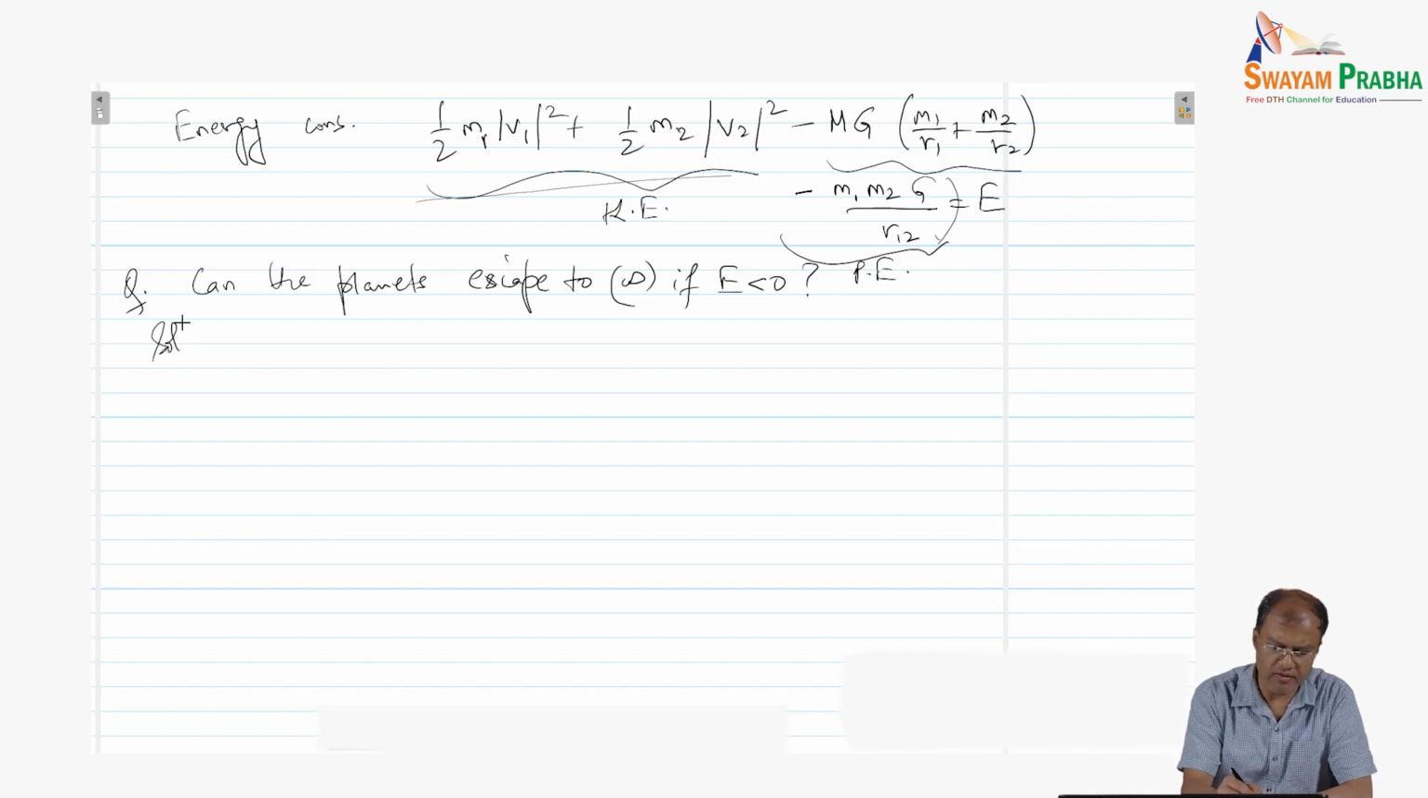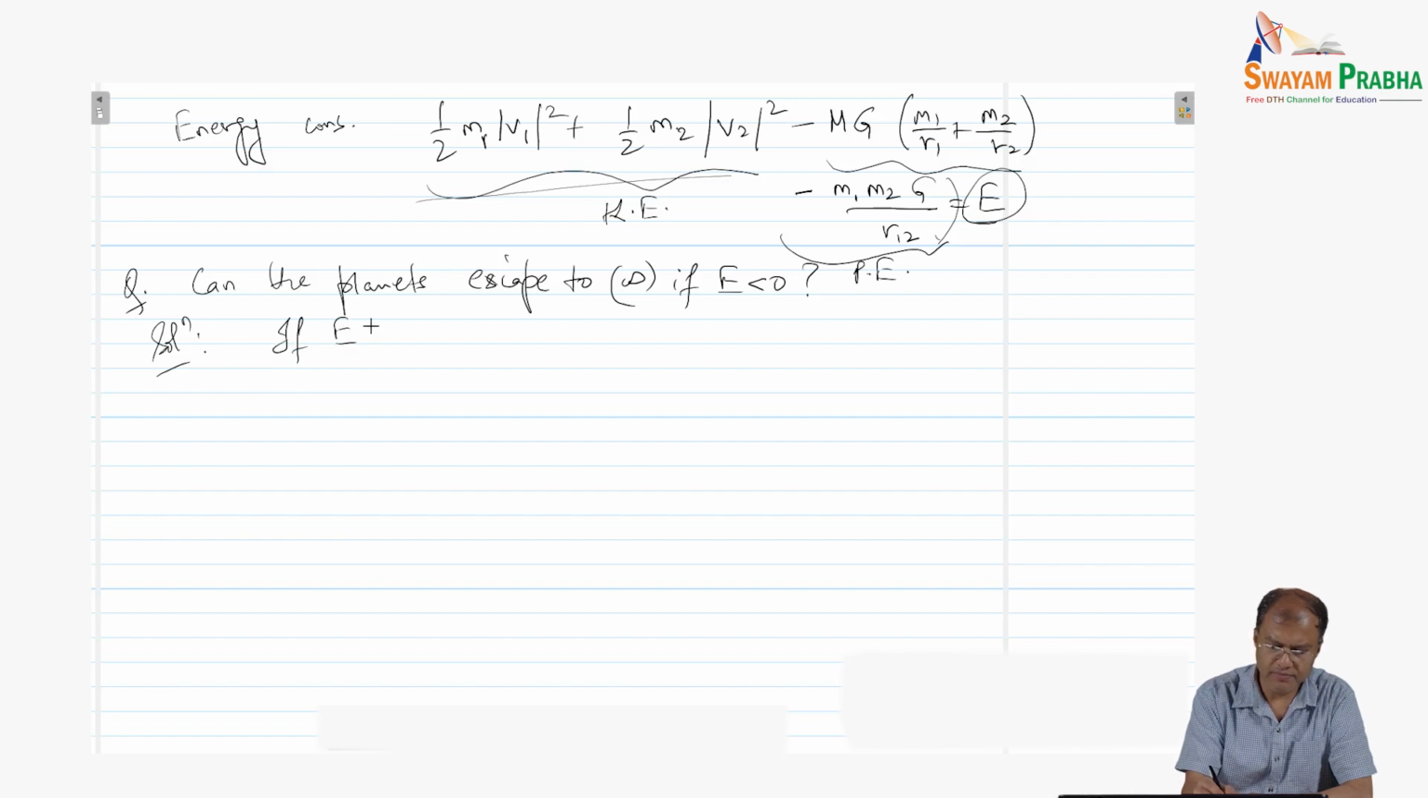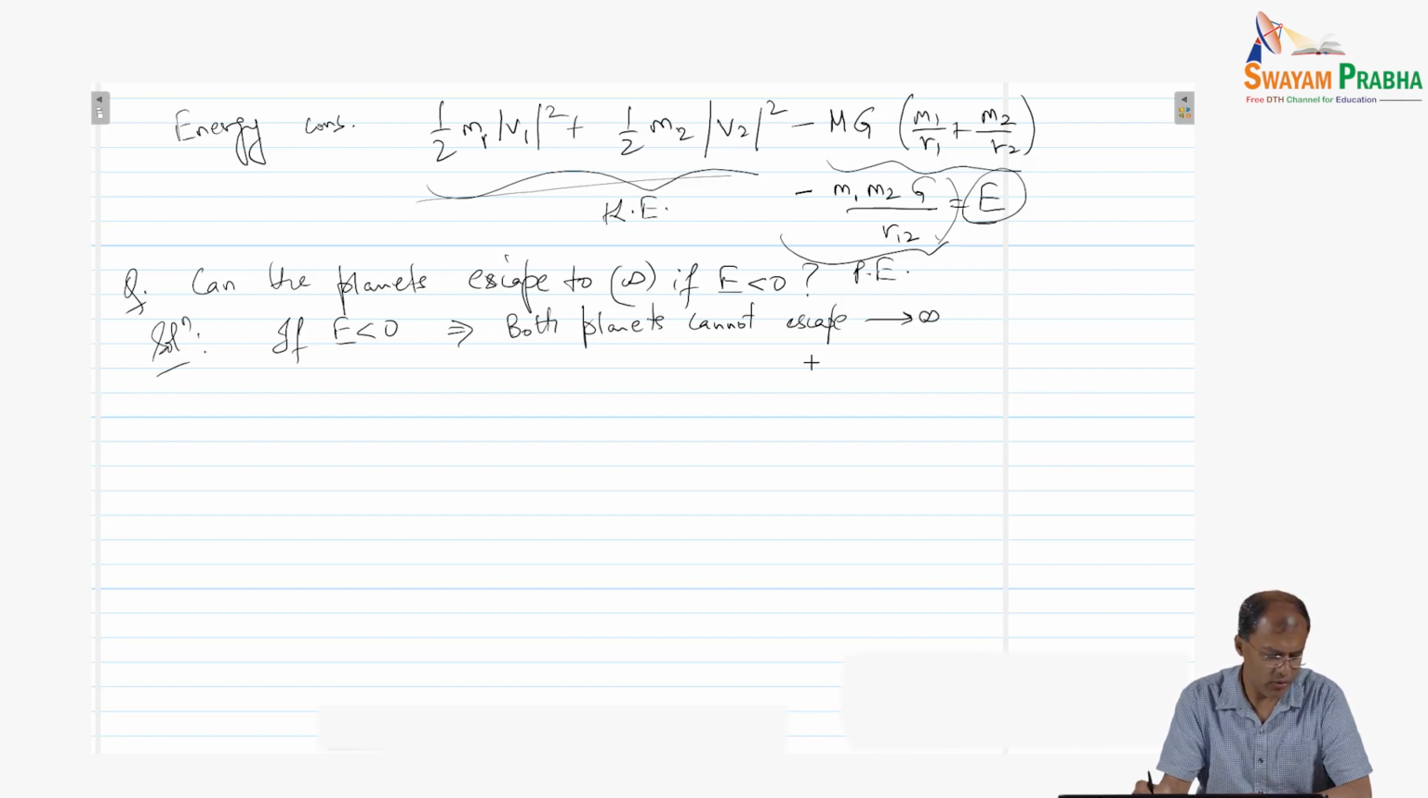Now the solution is yes. If E, the total energy, is less than 0, then certainly the planets can escape to infinity, but not both the planets. Why? Because we will see that if E is less than 0, then both planets cannot escape to infinity. Both planets cannot escape to infinity, and we will see why that is.